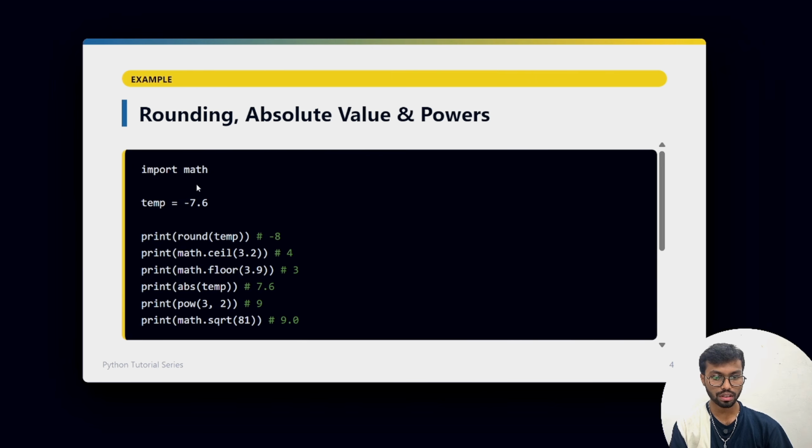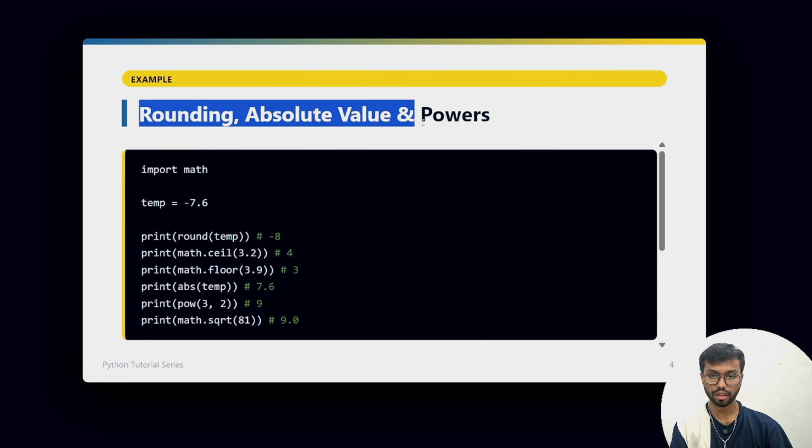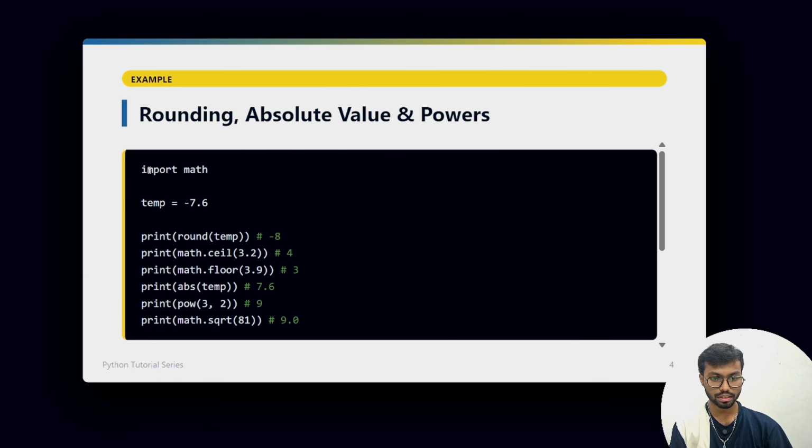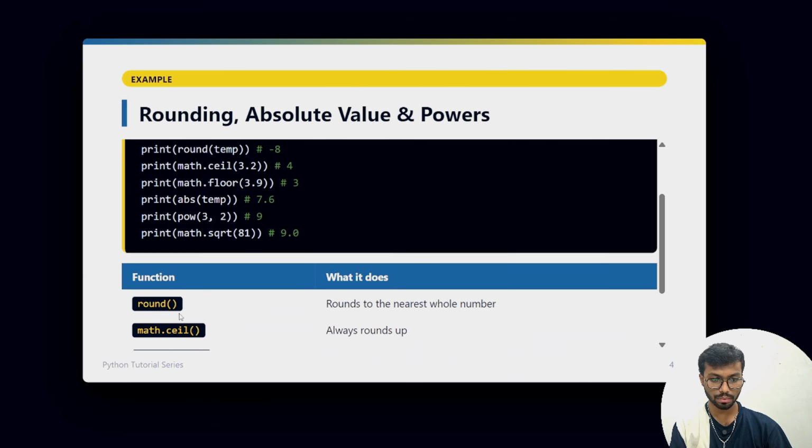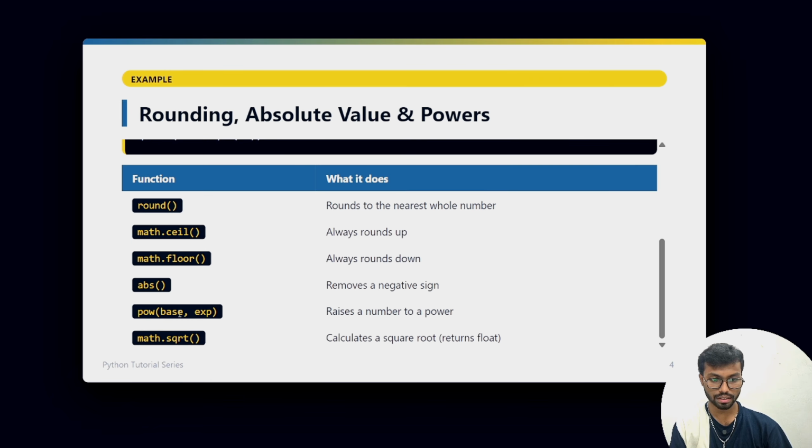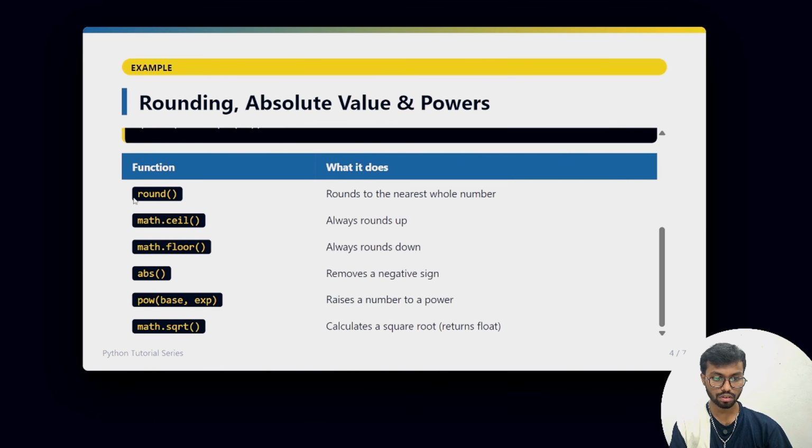So now moving on, this is the rounding and absolute value and power examples. So you can see here the example is, and this is what it does and functions. So we know round function, मैंने आपको बताया है कि round करता है nearest whole value की ओर. And this is the ceil function, math.ceil. ये भी import math के साथ जाता है, जो हमेशा round up करता है. और math.floor ये भी advanced है, मतलब import math के साथ जाता है, जो हमेशा round down करता है. ये सब मैंने आपको बताया example के साथ.